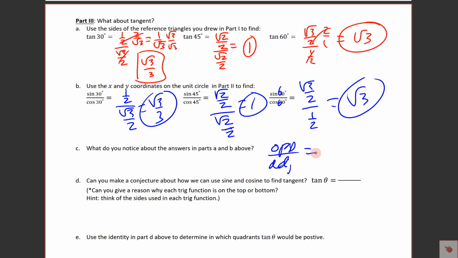Can you give me another name for this on the unit circle? X and Y. Okay, so the opposite side is the Y and the adjacent is the X. Let's keep going with that. We know what the X coordinate is and what the Y coordinate is. What's the X coordinate? Cosine. So we're going to put cosine here, and what goes on the top? Sine.